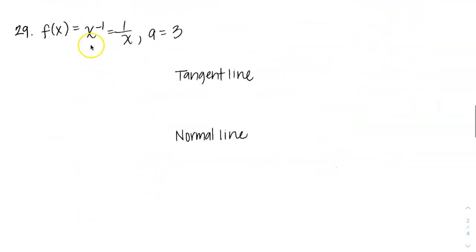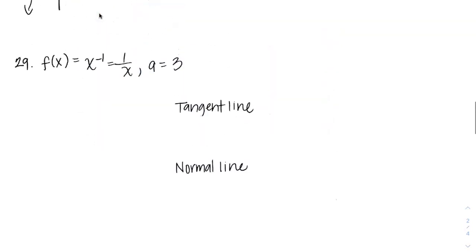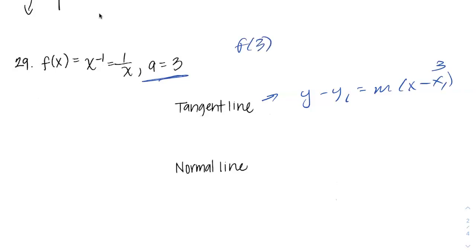The next one, f of x equals x to the negative 1, or 1 over x. 1 over x is easier for subbing it in, but if you're taking a derivative, it has to be this way. So for step 1, my tangent line, y minus y1 equals m times x minus x1. So a equals 3. f of 3 would be 1 over 3. Done. Remember the derivative, m? I need to take a derivative of this one.